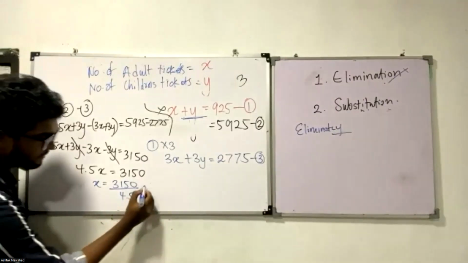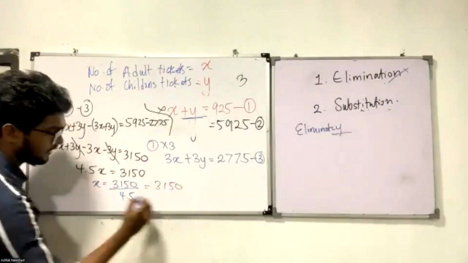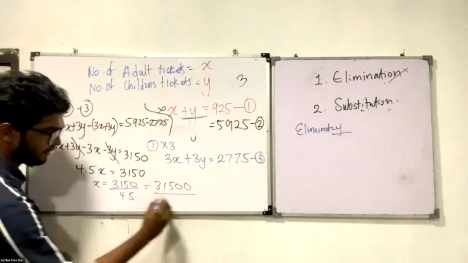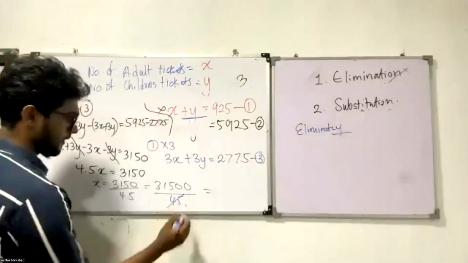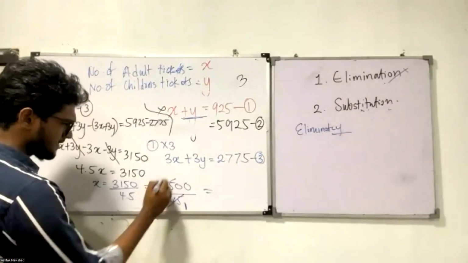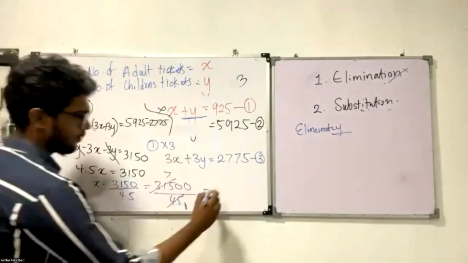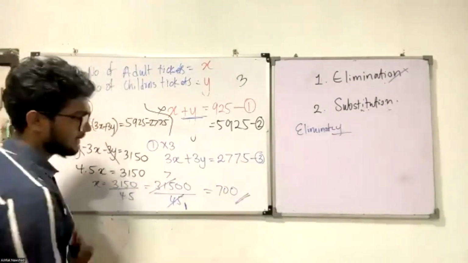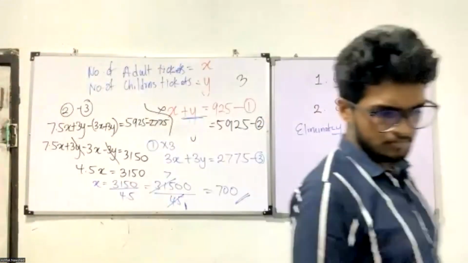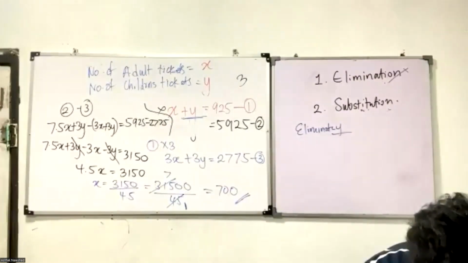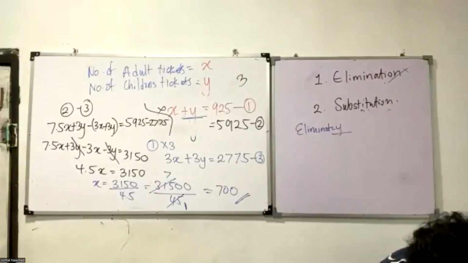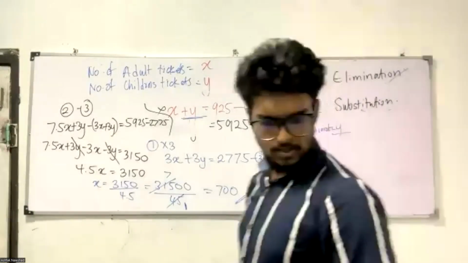If you don't like decimals, you can do 3150, add another 0 and remove this decimal, 45. And this is 45 times 1, and I get this 45 times 7. So we are left with 700. X is 700. How many of you got x equals 700? I saw many answers. X is 700, yes.